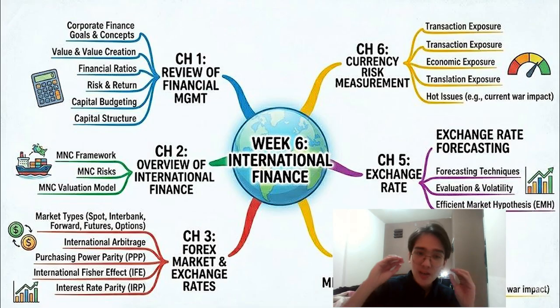Now, the last chapter is chapter 6. We are talking about currency risk measurement and the conclusion before the midterm exam. Finally, we are, of course, operating globally. For MNCs, it exposes specific vulnerabilities when currency values fluctuate. We categorize this exposure into three main types. We have transaction exposure, basically the risk that future cash transactions will be affected by exchange rate movements occurring before the transaction even settles. The second one is economic exposure.